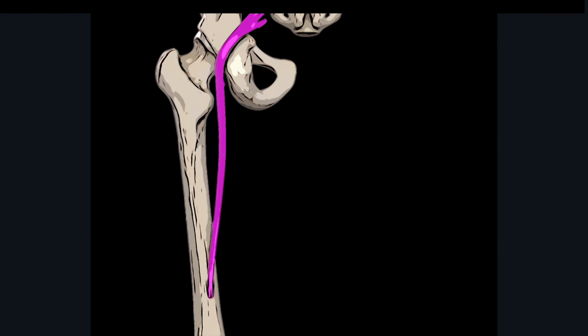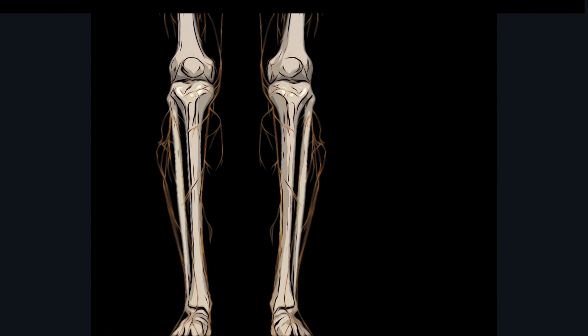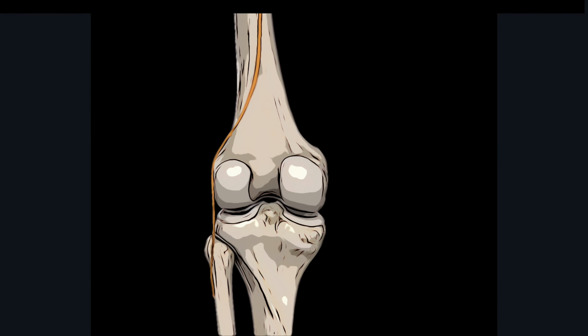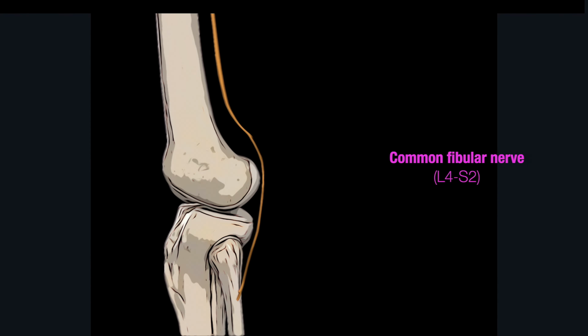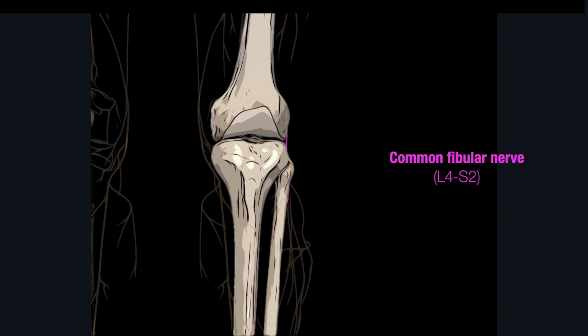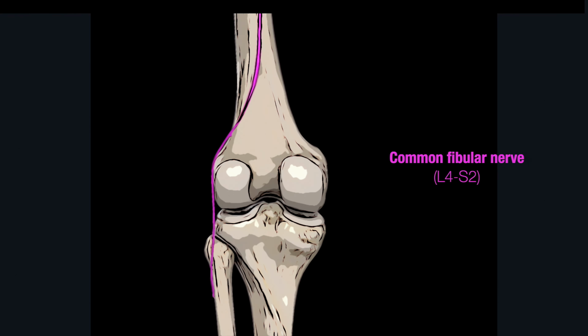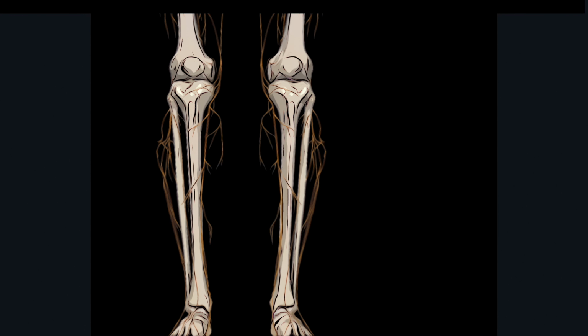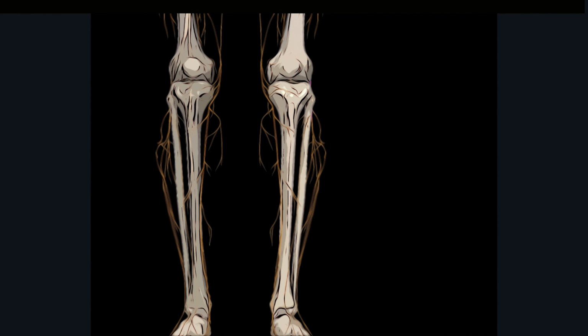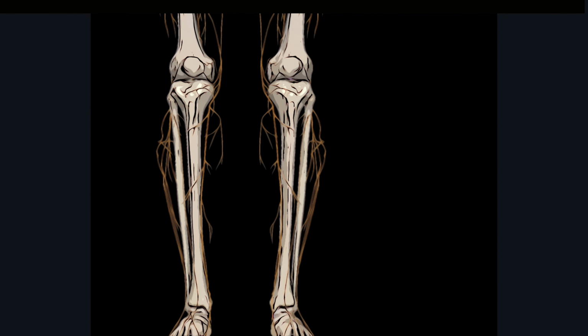The common fibular nerve, or common peroneal nerve, arises from L4 to S2 as part of the lateral aspect of the sciatic nerve. It branches from the sciatic nerve proximal to the popliteal fossa and continues to the lateral side of the leg where it curves around the neck of the fibula. It then passes under the fibularis longus where it divides into terminal branches: the superficial fibular nerve and the deep fibular nerve. The common fibular nerve supplies the short head of the biceps femoris in the thigh.